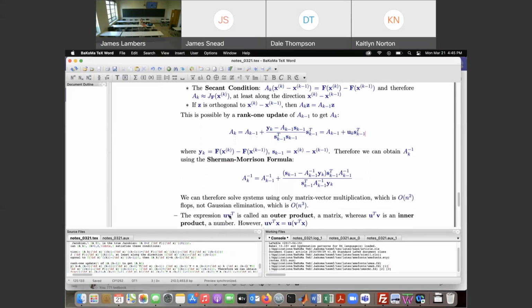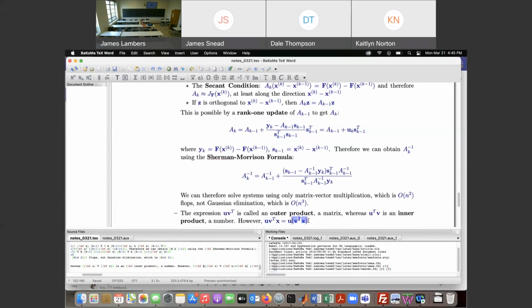So U V transpose, where U is a column vector, V is also a column vector, so V transpose is a row vector. That's an outer product, which is a matrix. As opposed to U transpose V, which is an inner product or dot product, which is a number. But what's interesting is an outer product times a vector is equal to this vector times an inner product. So matrix vector multiplication involving an outer product is actually very easy to perform. It only requires order n operations instead of n squared.